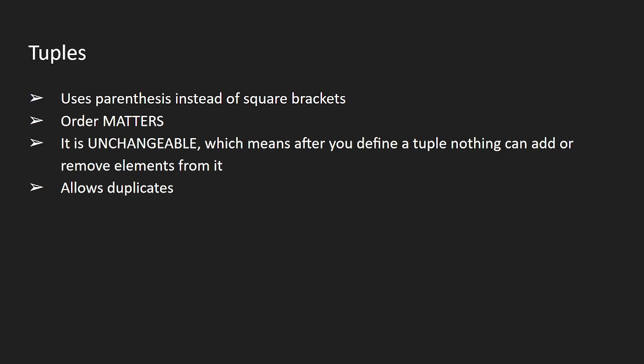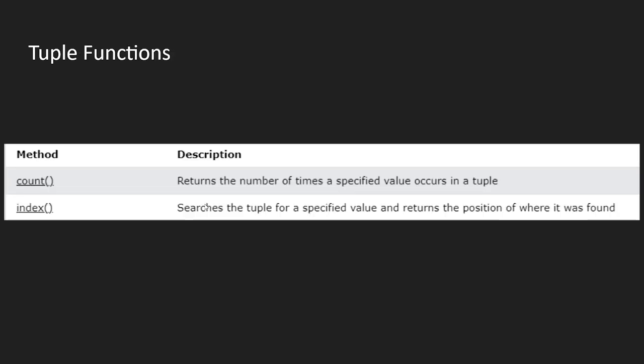So tuples use parentheses instead of square brackets, and order matters. It is unchangeable, which means after you define a tuple, nothing can add or remove elements from it. And then it also allows duplicates. So it's basically like an enum of some sort, where you just can't change it. And also the order matters, but you can have duplicate stuff. So that's one good thing.